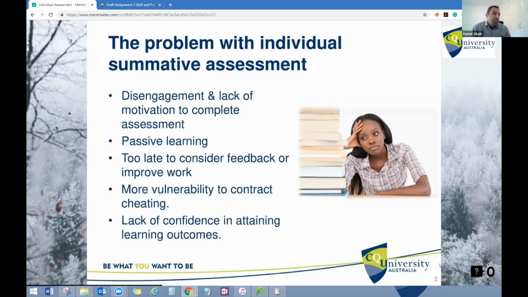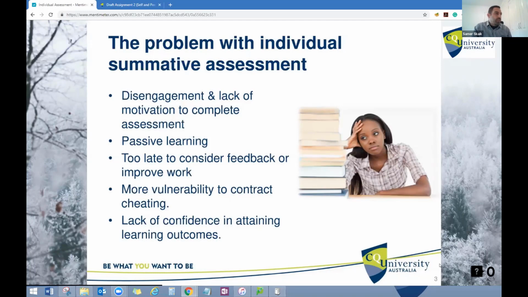And one problem that we face with students is that they always miss the boat when they get feedback at the end of the term and there is no hope for them to go back and correct their assignments. That doesn't help them attain the learning outcomes at the end of the day, which makes all of them more vulnerable to contract cheating activities.